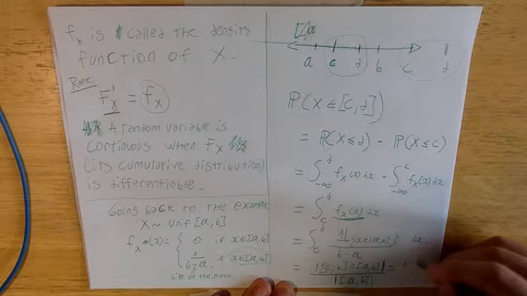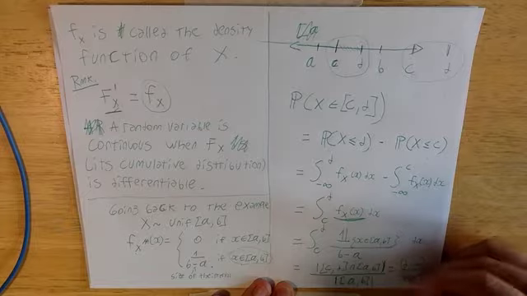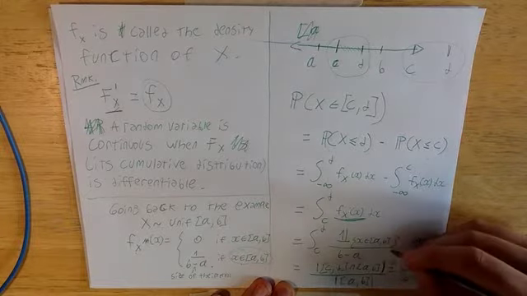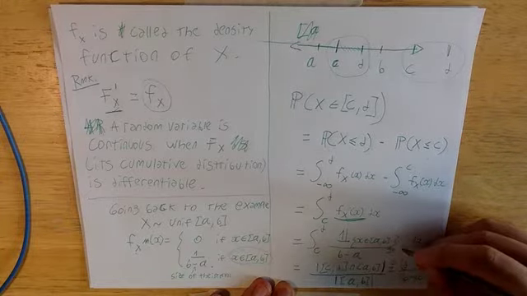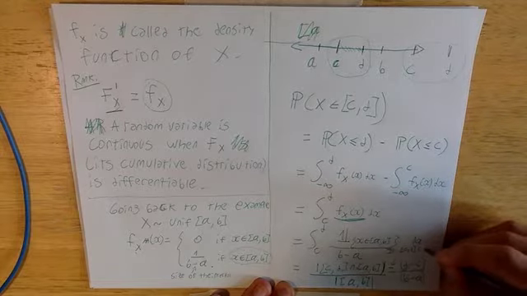So this would be d minus c over b minus a. This equality holds if [c,d] is a subset of [a,b].